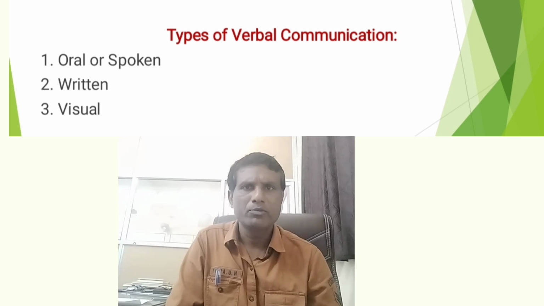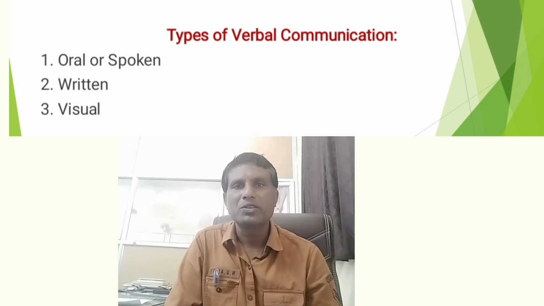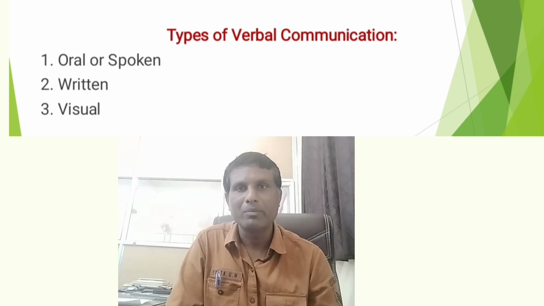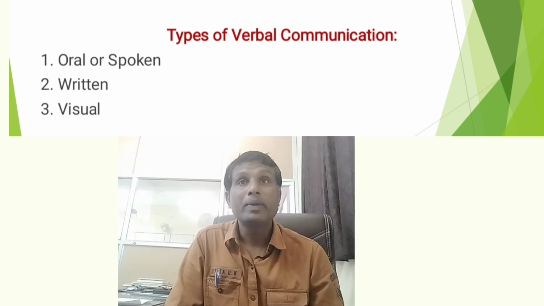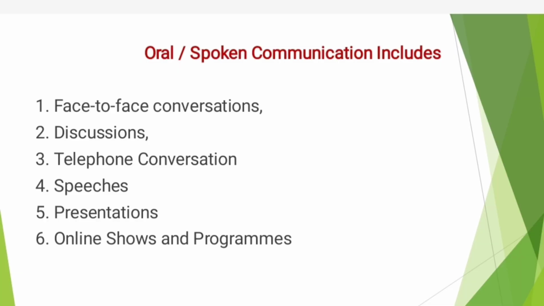There are three types of verbal communication. First is oral or spoken communication. Second is written communication, and third is visual communication. Now, to speak of the oral communication, which is also known as spoken communication, it includes face-to-face conversations, discussions, telephone conversations, speeches, presentations, online shows and programs, and so on and so forth. So these many things are there in the spoken communication.